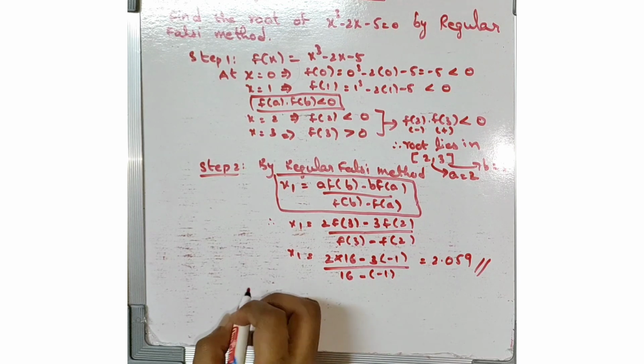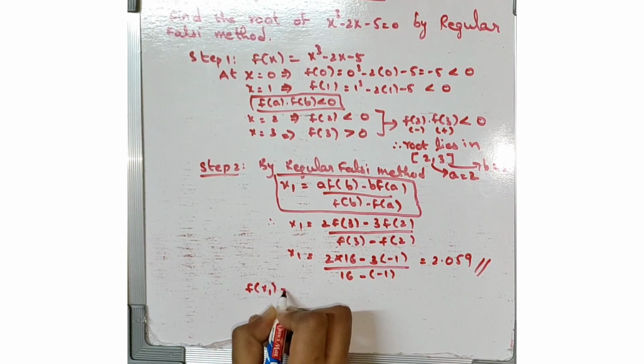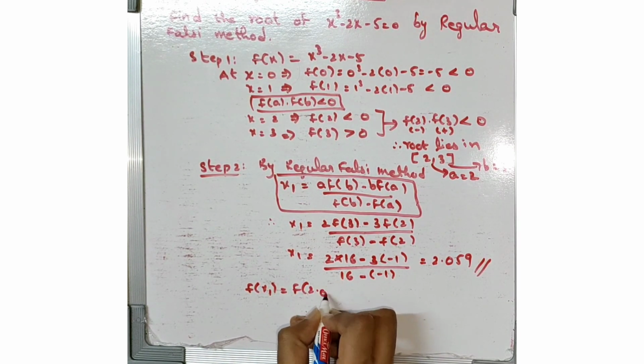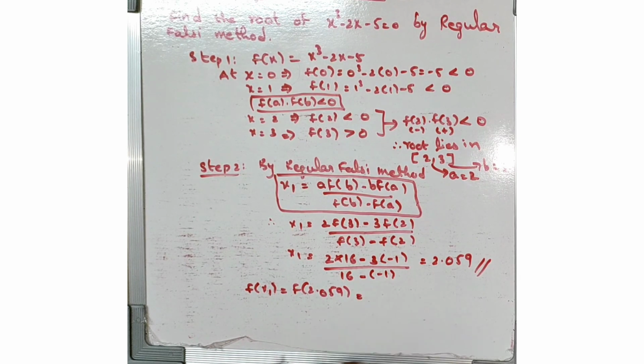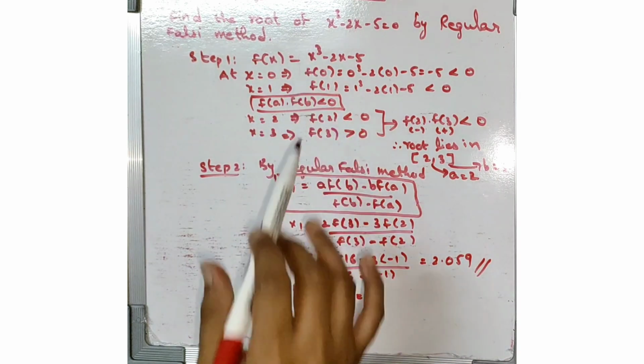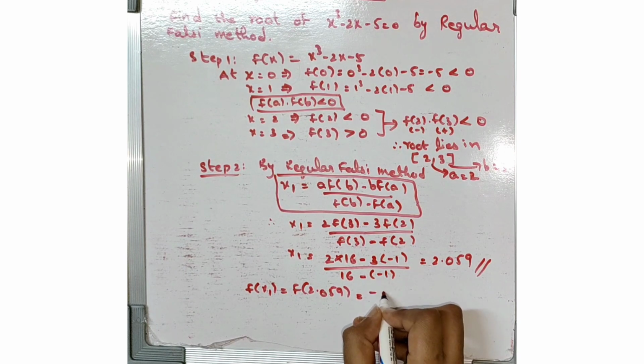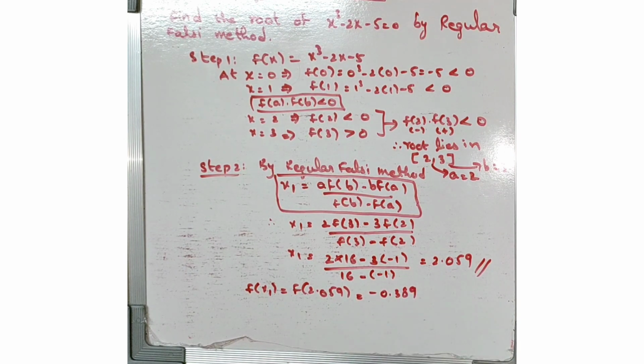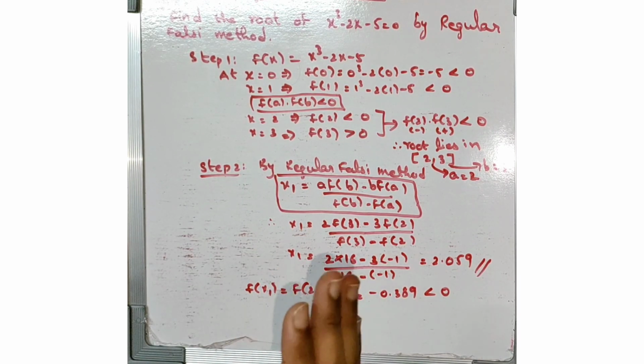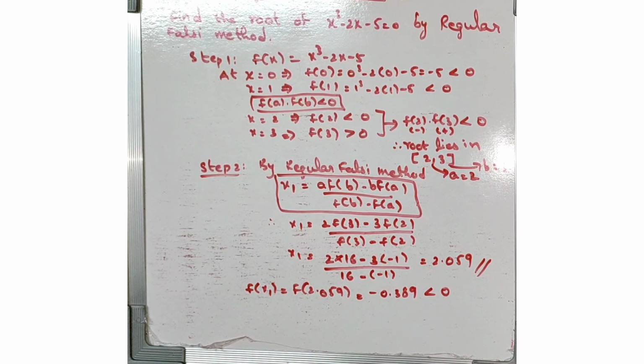Now what you have to do is calculate f(x1), that is f(2.059). Substituting in this equation, you will get minus 0.389, which is less than 0. Now, we have to do at least two approximations such that two successive approximations are approximately equal. Now we'll go for the second approximation.